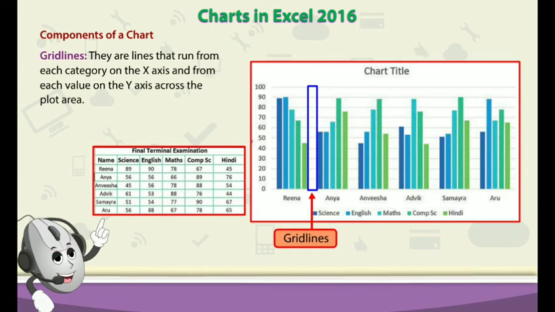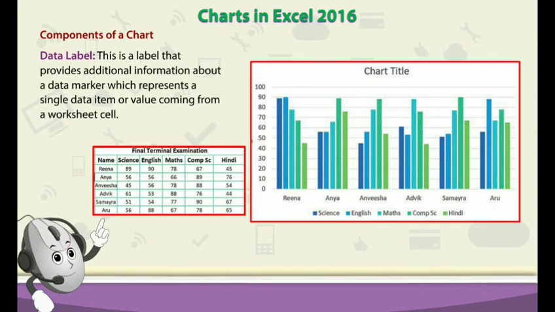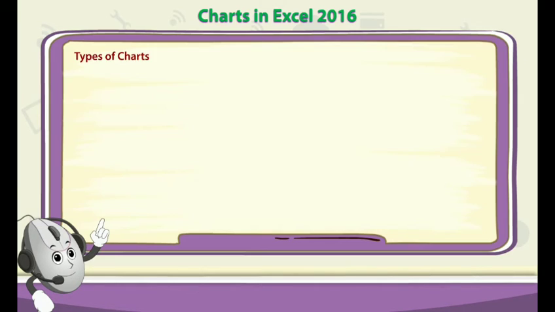Grid lines. These are lines that run from each category on the x-axis and from each value on the y-axis across the plot area, meaning the sleeping lines. Here we have standing lines also, they are called grid lines. Data labels. This is the label that provides additional information about a data marker, which represents a single data item or value coming from a worksheet cell. So here we have a data label.